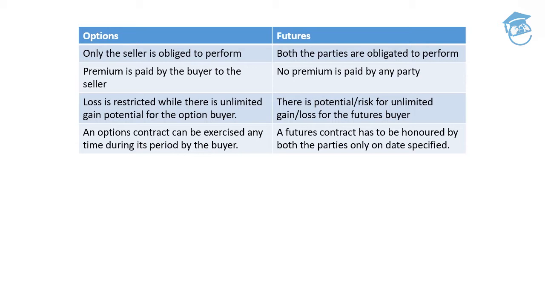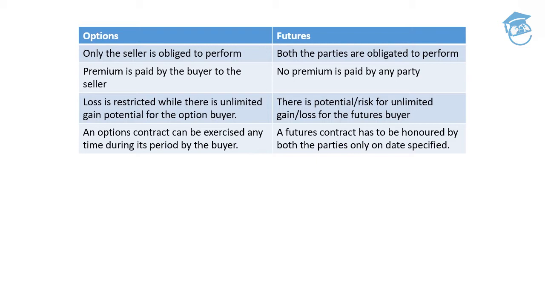Lastly, the option contract can be exercised at any point of time during its period by the buyer. It is between those two persons, and it can be exercised at any point of time during its period by the buyer. He may ask you for 2 months forward, 3 months forward, or maybe 4 months forward, that way.